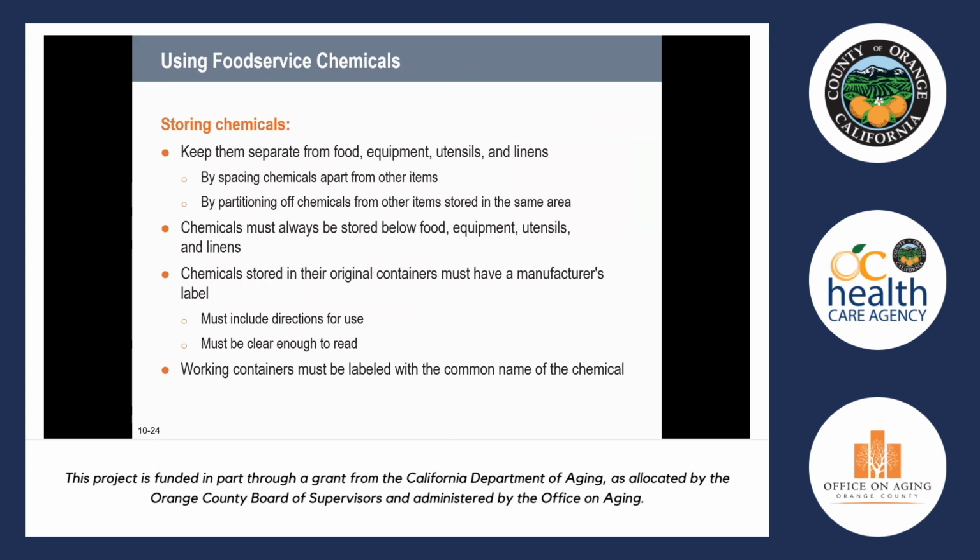Proper storage of chemicals is key. Keep them separate from food, equipment, utensils, and linen. Chemicals stored in their original containers must have a manufacturer's label. If chemicals are transferred into a new working container, the label on that container must list the common name of the chemical.